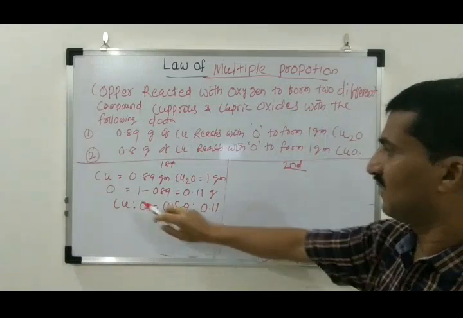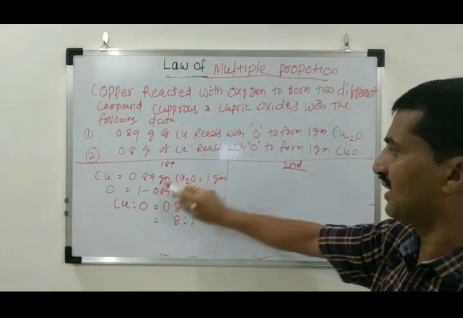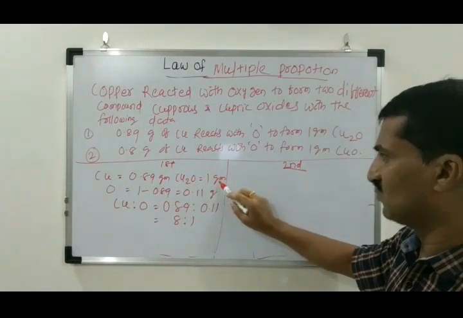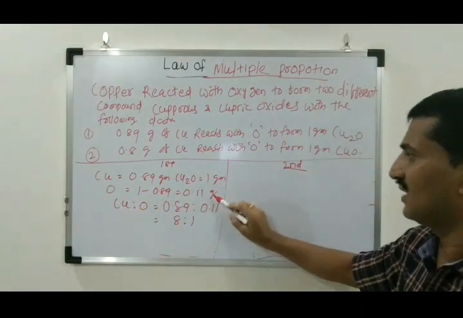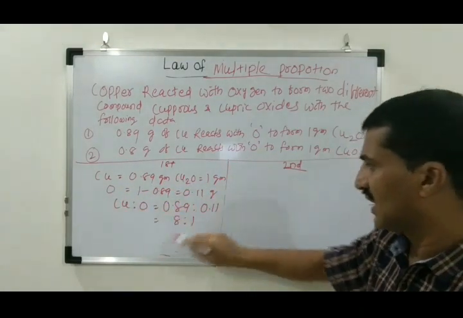Here I have taken the copper's mass given is 0.89, and cuprous oxide mass is 1 gram. Then I found oxygen's mass by subtracting, I got 0.11, then the ratio I have taken is 8:1.